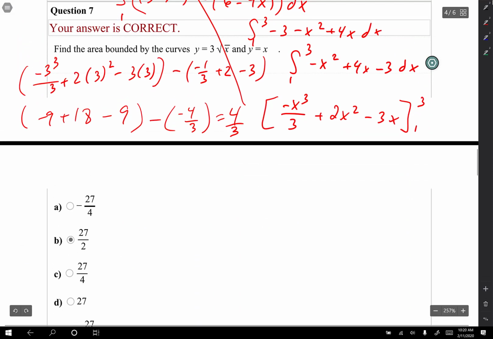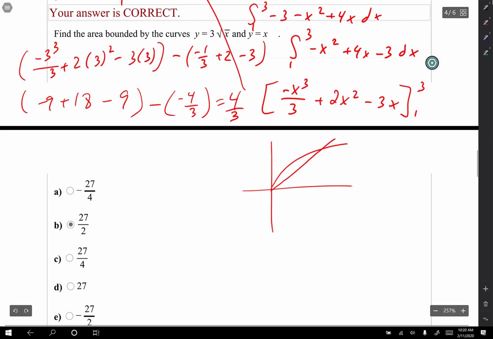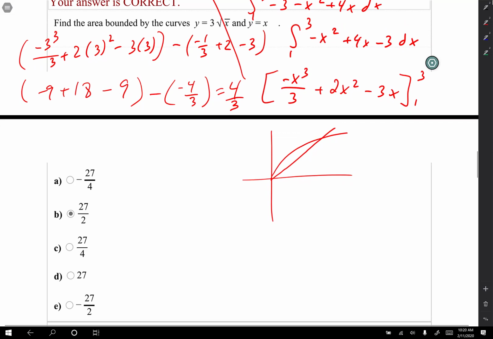All right, next one. Find the area bounded by the curves 3 square root of x and y equals x. So you have a square root curve, guys, and you have a linear line. So it's going to look something like this. 3 square root of x, and then a linear line. The 3 square root of x is going to be on top, and the linear line is going to be on bottom.